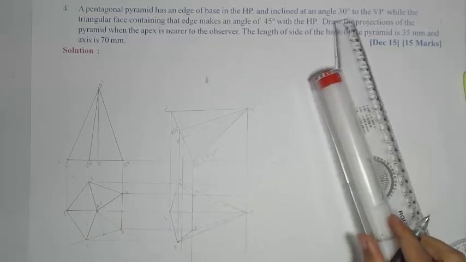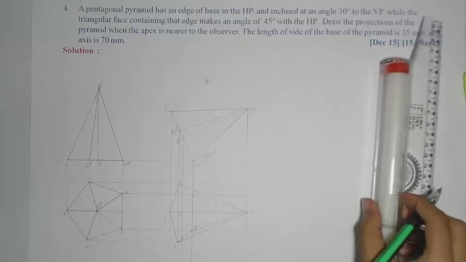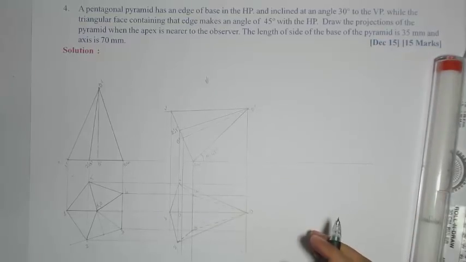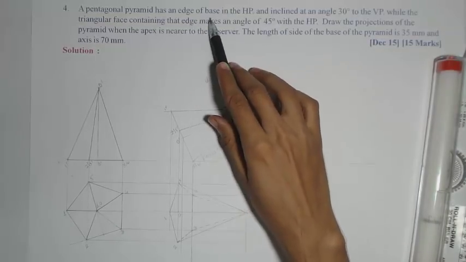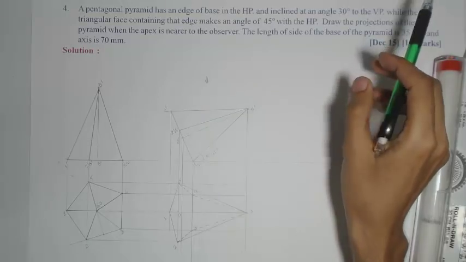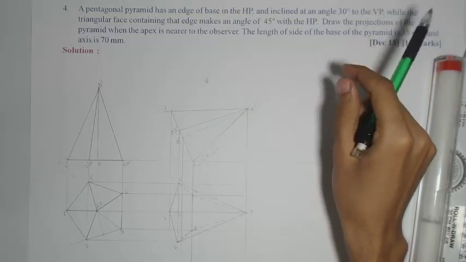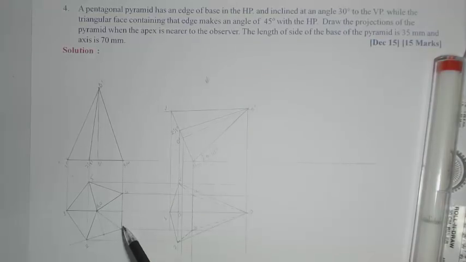Okay. So now in the next stage we need to redraw this top view, but here the condition is the base edge is inclined at an angle of 30 degrees to the VP. Now the base edge is that edge which is kept in the HP. So from the first stage, the base edge kept in the HP is 3, 4.